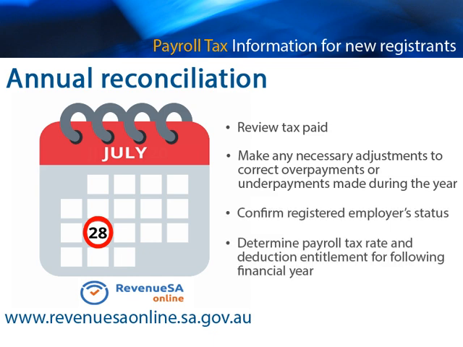Your payroll tax rate and deduction entitlement for the following financial year are determined as part of the annual reconciliation process and are based on your wage estimates. Information about the annual reconciliation process is sent to registered employers in June each year. RevenueSA also conducts webinars in June and July, which provide some useful tips to assist you in completing your payroll tax annual reconciliation.